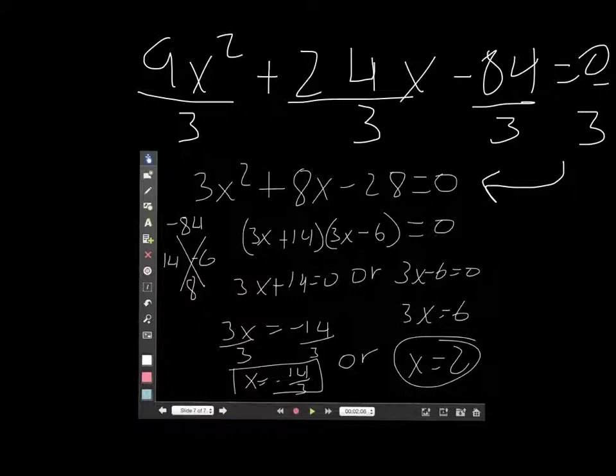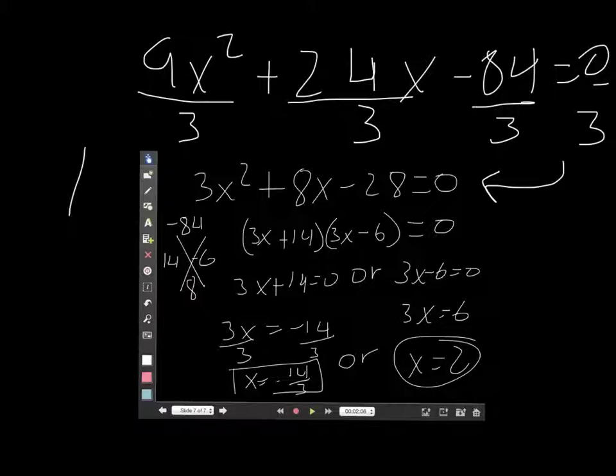From here, I decided to find two numbers that will multiply to 3 times negative 28, which is negative 84, and add to 8. On this method, using the x, I bring over the 3. Let me show you that.